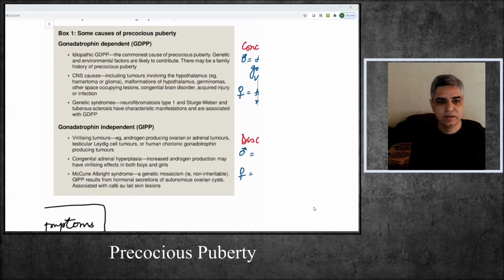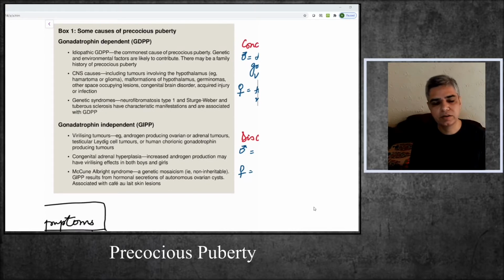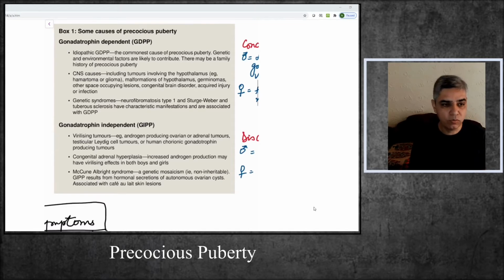Now the other term is gonadotropin independent, in which you find reasons in the peripheral organs. It could be the ovaries, it could be the adrenal glands, or it could be the testes. So virilizing tumors, for example, androgen producing ovarian or androgen producing adrenal tumors, or androgen producing Leydig cell tumors of the testes, or human chorionic gonadotropin producing tumors which might be there in the liver as well. So they can cause precocious puberty.